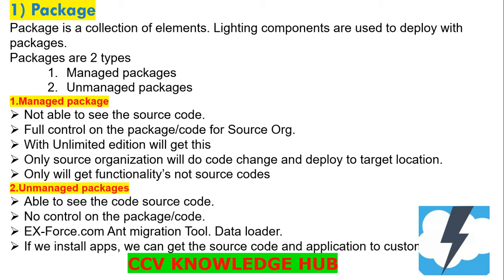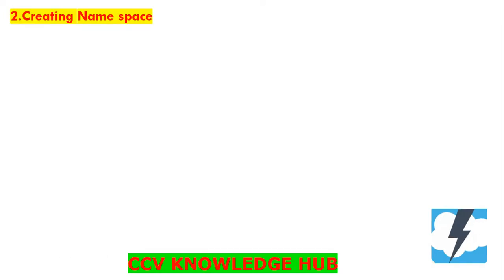The second one is unmanaged packages. We are able to see the source code, and here there is no control on the package or code. For example, Force.com, the migration tool, and data loader are examples of unmanaged packages. If we install apps, we can get the source code and the application to customize. So this is the complete information about the packages. There are two types of packages: managed packages and unmanaged packages.